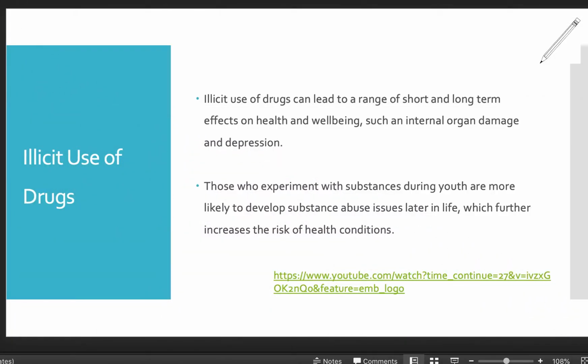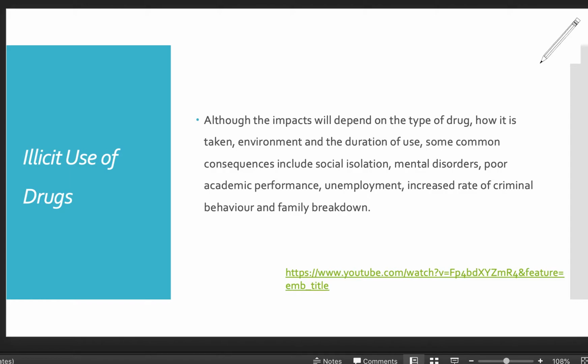Now that you've come back, let's move on. The effects and impacts of drugs and how people take them is often in conjunction with the environment, the duration of use, the amount that's taken, whether it's taken with others or by yourself, whether it's taken on an empty stomach, on a full stomach, whether it's taken with alcohol, etc.